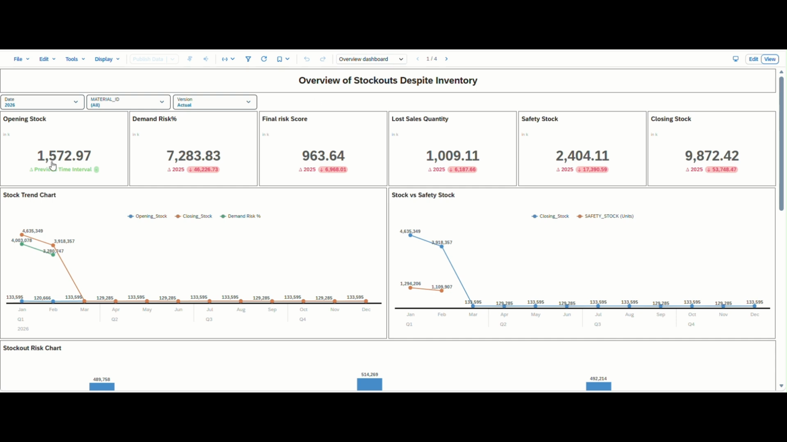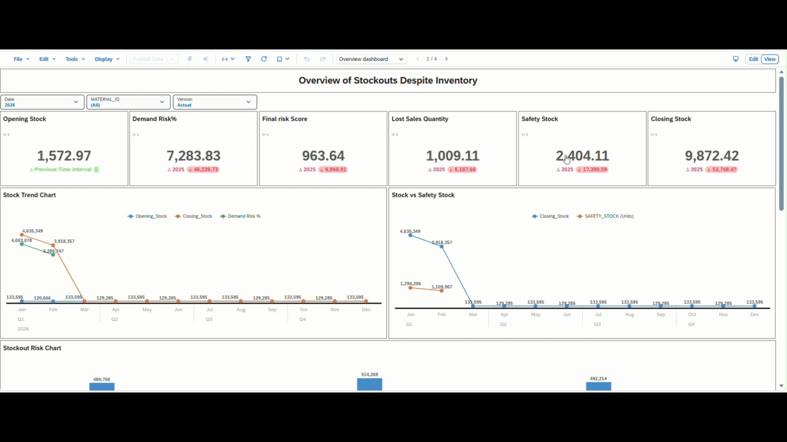The opening stock currently stands at 1,572.97 K, providing visibility into the inventory available at the beginning of the reporting period. Next, the demand risk percentage is recorded at 7,283.83 K, helping businesses understand the level of inventory and demand imbalance impacting fulfillment performance. The final risk score currently stands at 963.64 K, enabling organizations to monitor the overall inventory and supply chain risk exposure. Moving on, the lost sales quantity is measured at 1,009.11 K, highlighting the quantity of sales lost due to stock shortages and fulfillment gaps.